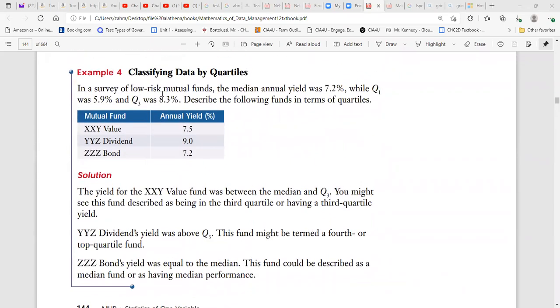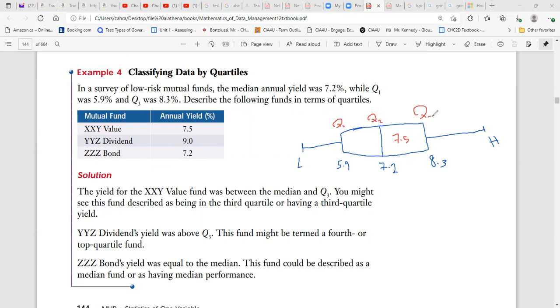So here is another one. In a survey, the median commute is 7.2. If you have a whisker plot here, the middle one is 7.2, Q1 is 5.9, Q3 is 8.3. Here you have the lower end and here is the higher end, right? We want to describe the following. 7.5 is here, between Q2 and Q3, so it's going to be in the third quartile. And 9 is going to be in the fourth quartile.